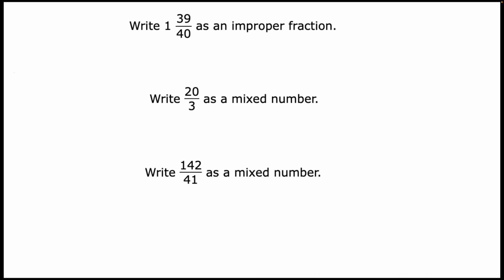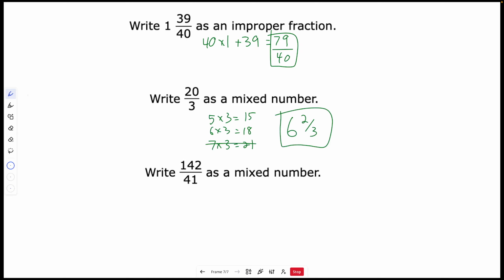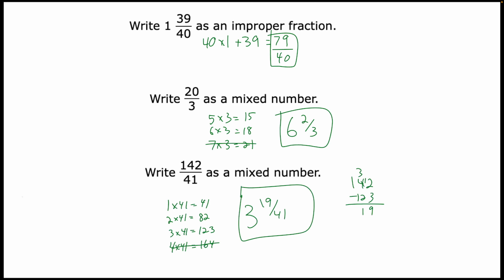Okay, now that you've had time to work these problems, let's check your solutions. For the first problem, some bigger numbers, but you should have gotten, here's the work, 79 over 40. For the second problem, here's the work, you should have gotten 6 2/3. And for the final problem, here is the work. Definitely some bigger numbers here, so if you had to use a calculator, even doing it by hand is a little painful, but can be done. You should have gotten 3 19 over 41.